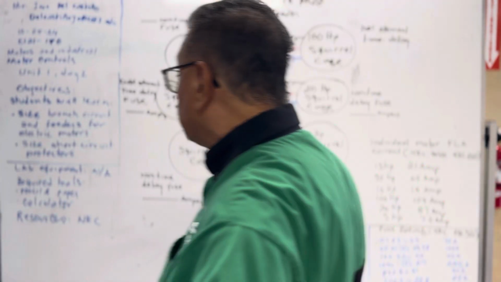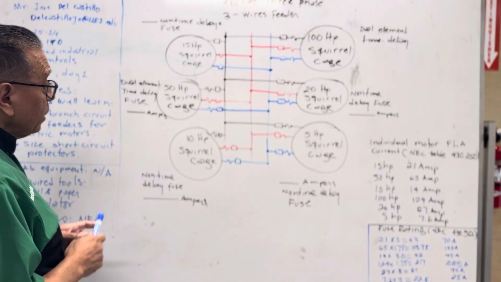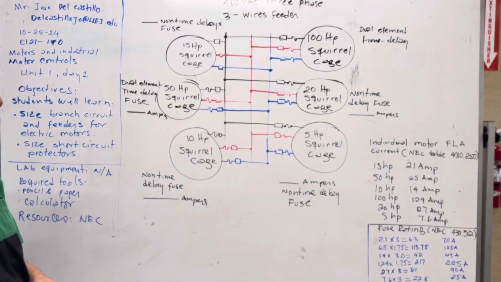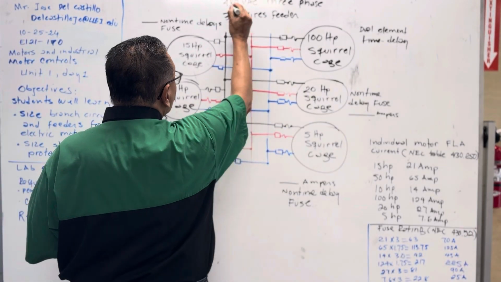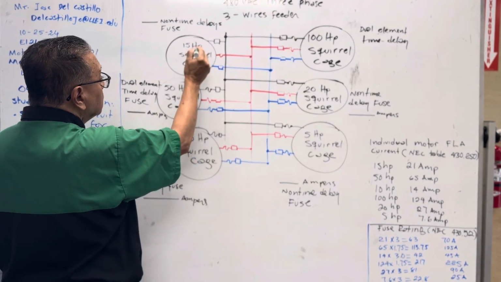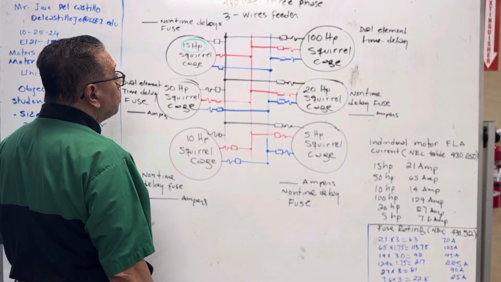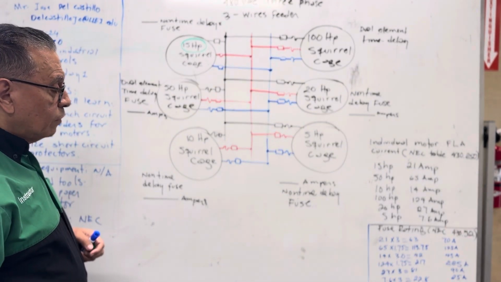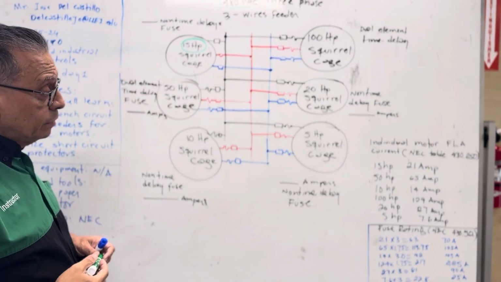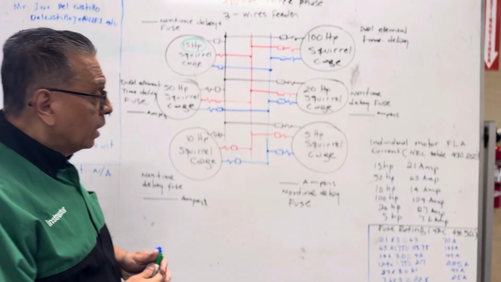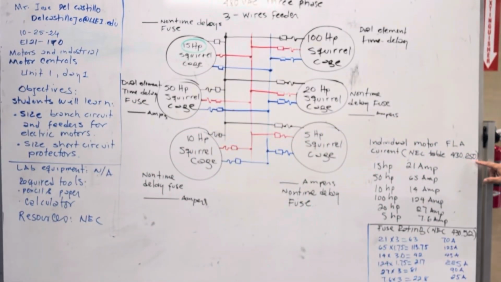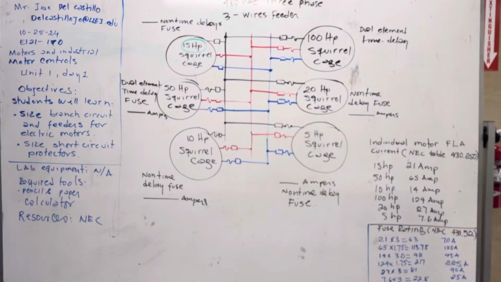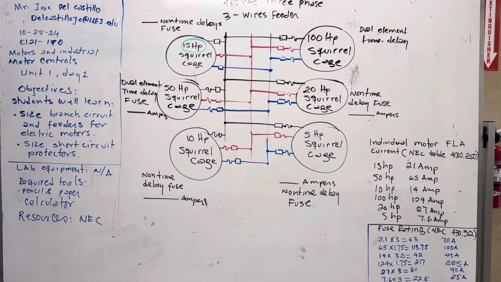Let's start on this. The first thing that you have to determine is the volts that you will be using, this one, 480, and the horsepower. This is 15 horsepower, 480. According to table 420.50, for 15 horsepower, the full load ampacity is 21 amps.